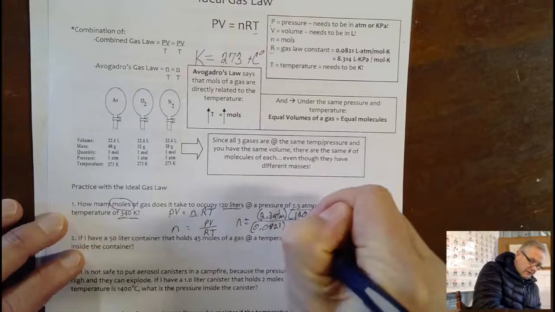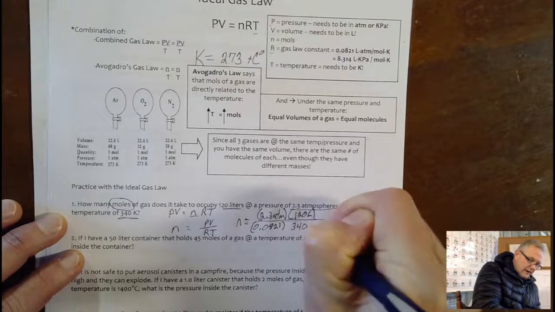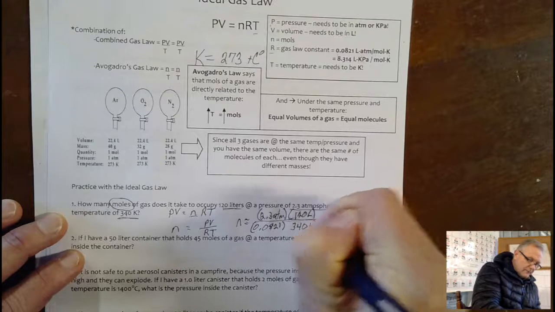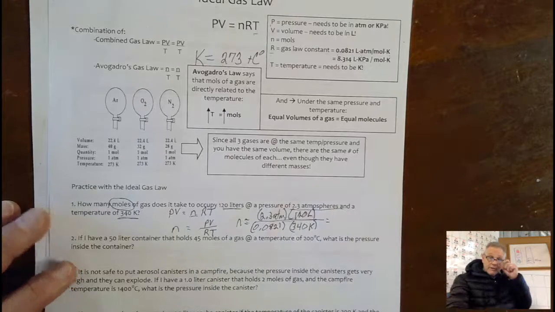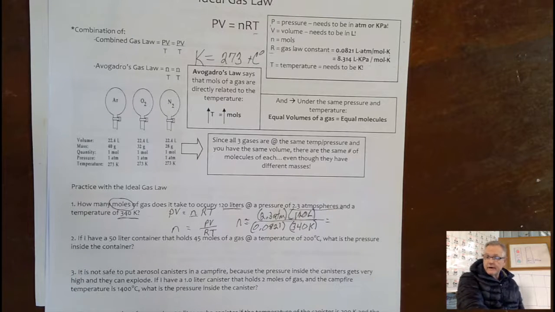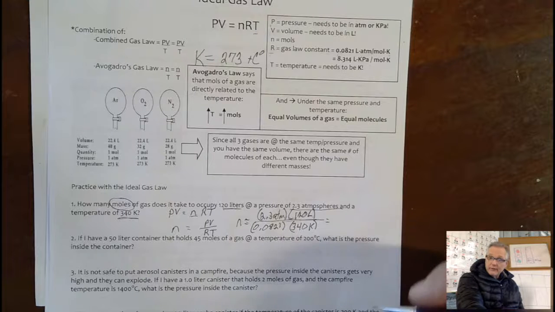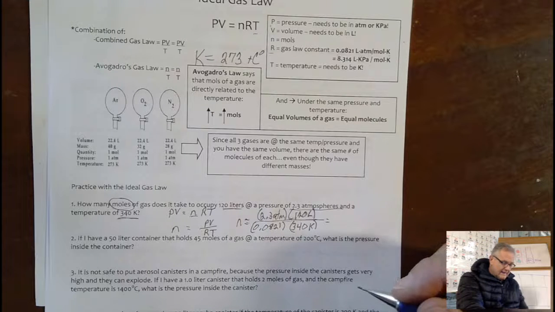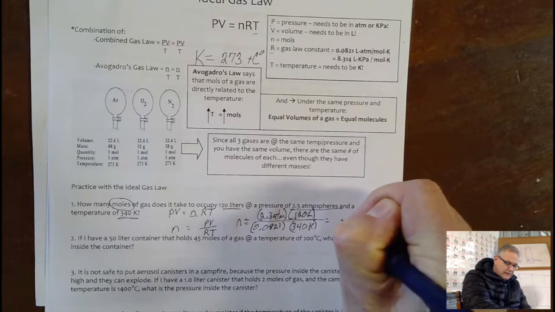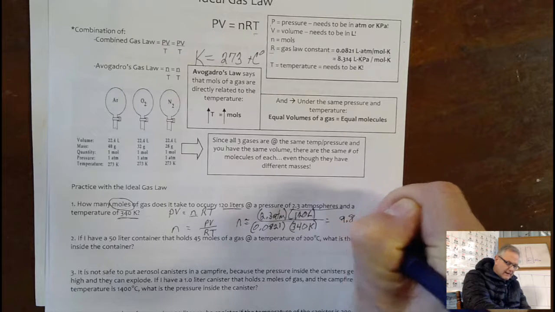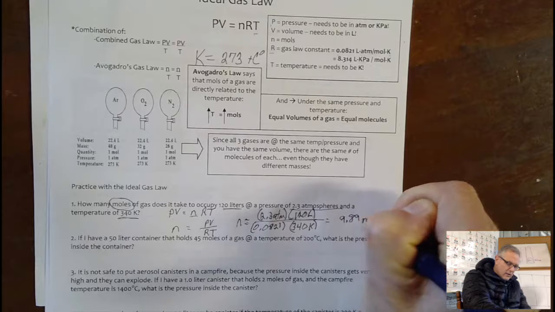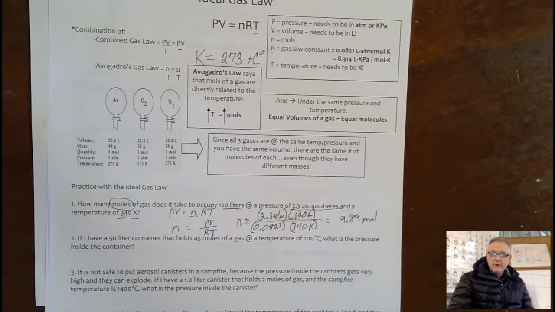My temperature is 340 Kelvin. So guys, if you need to pause it right here in order to punch this in on your calculator, go ahead and hit the pause button, punch it in, get your answer, and then continue. All right, that was pretty good. When I did this, I got my answer to be 9.89 moles. So see if you get the same thing, 9.89 moles.